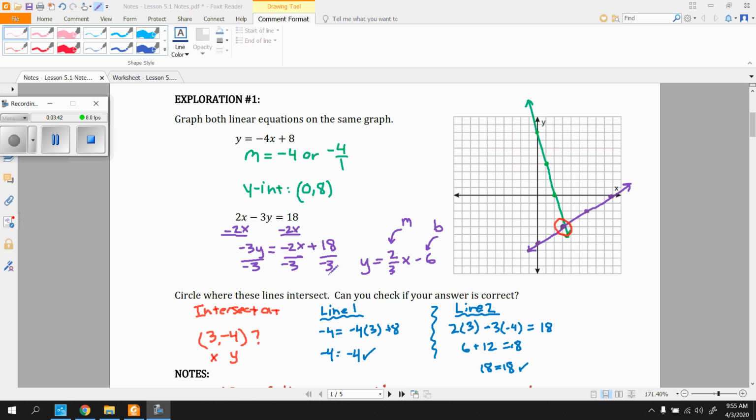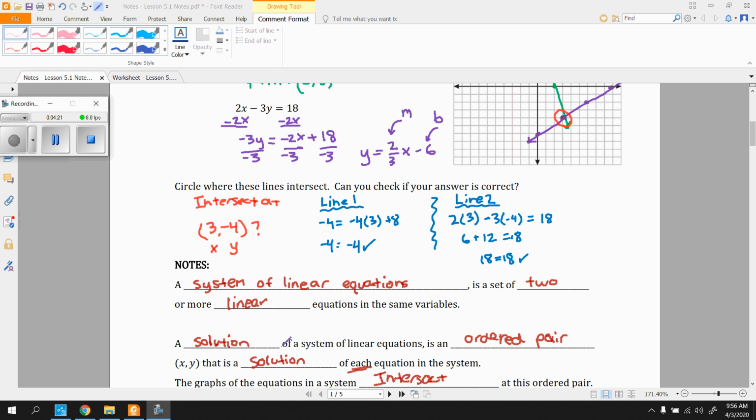Line 2 was in a different form, but the process stayed the same. Wherever I saw an x, I replaced it with 3, so this became 2 times 3. Wherever I saw a y, I replaced it with negative 4, so this became negative 3 times negative 4 equals 18. Simplifying the left side: 2 times 3 was 6, negative 3 times negative 4 was positive 12, and 6 plus 12 is 18. Therefore, this was also a solution to that equation. This makes 3, negative 4 a solution to a linear system. We'll get into that right now.